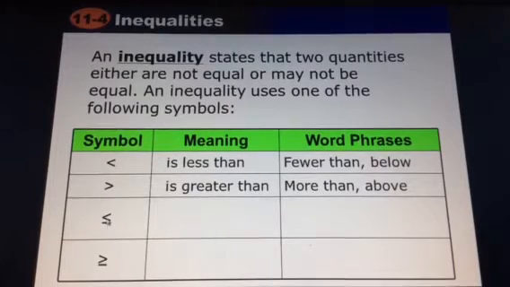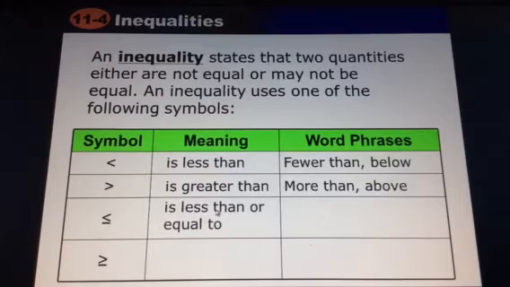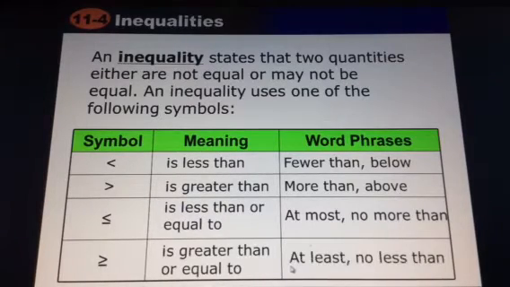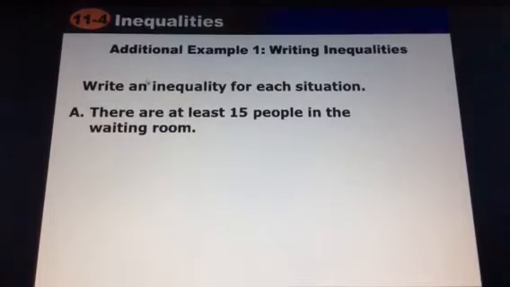Next one, this little line down here means it could also be equal to. So is less than or equal to, at most, no more than are words that we would interpret as less than or equal to. And then the last one, of course, would be greater than or equal to, and that would go with at least or no less than. And we'll look at these in much greater detail here shortly.